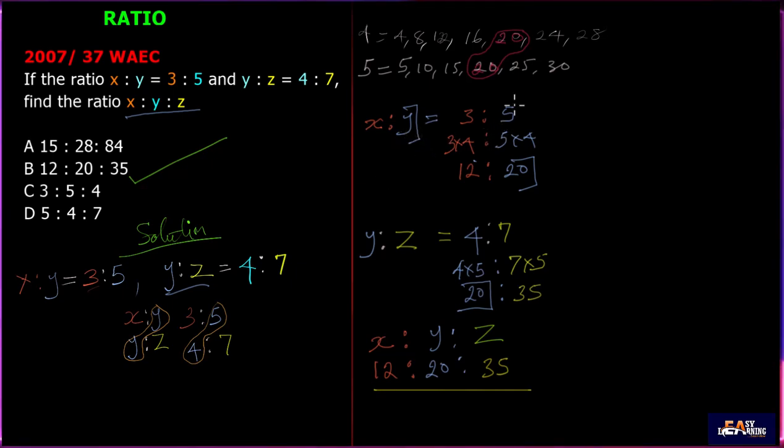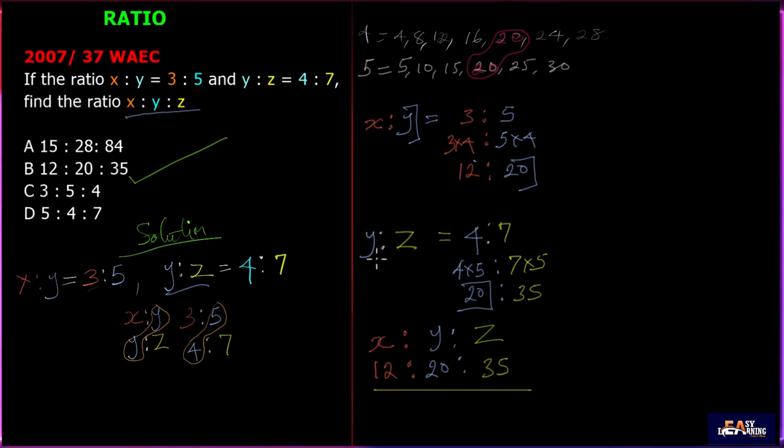Great. Now having that 20 is the LCM of 4 and 5, we move down to this first ratio, 3:5. We asked ourselves, which number are we going to multiply with 5 to give us 20? That number is 4. So we multiply 5 by 4, and we use that same 4 to multiply 3. 3 times 4 is 12. 5 times 4 is 20.